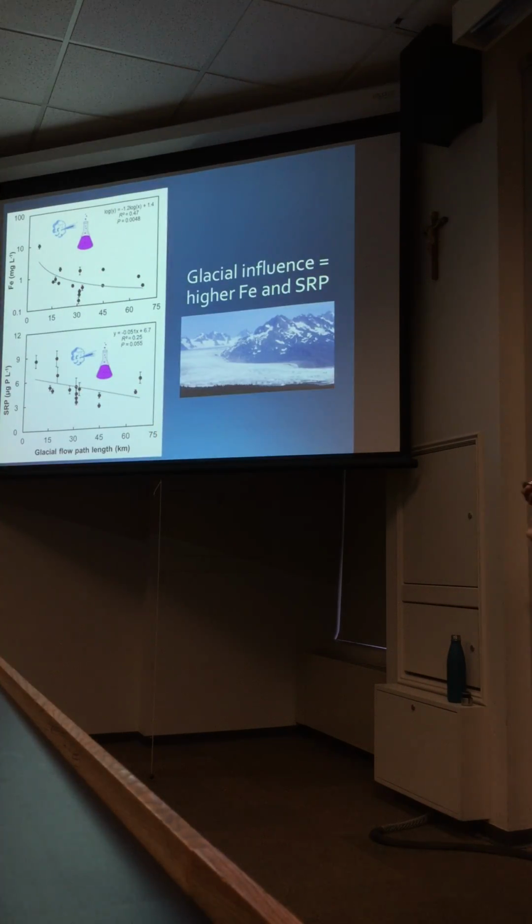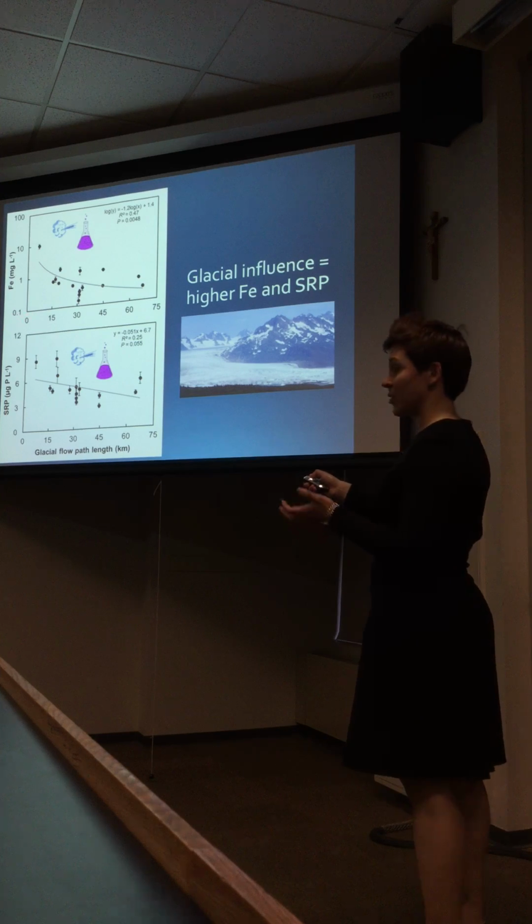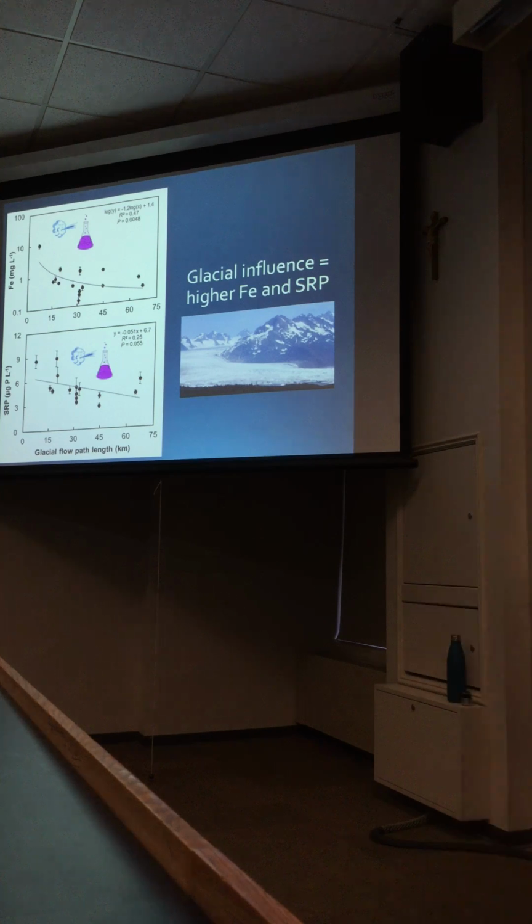And so I want to get you oriented on this plot here. If we look at the x-axis of both of these, this is glacial flow path length. So at 0 here, this means we're really close to a glacier. We're right on top of it. As we get farther away here, that means the pond is farther away from the glacier.